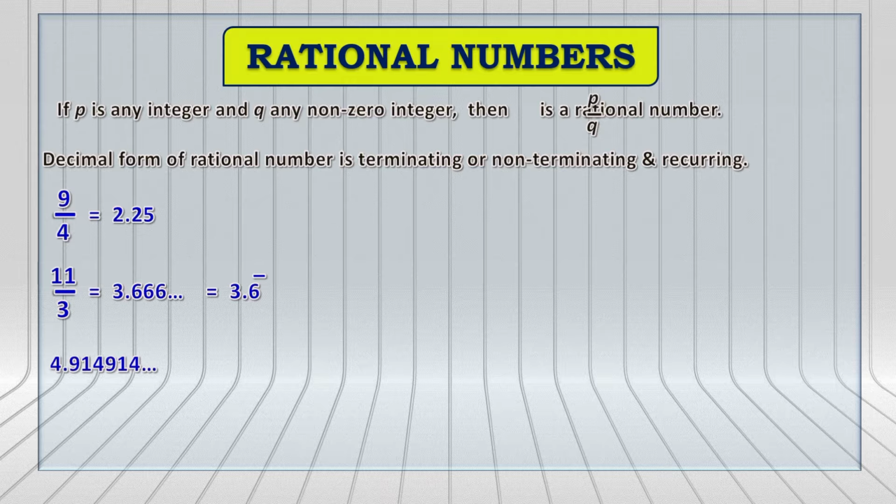Now 4.914 dot dot dot. Here we can see that 914 is repeating, so we have to put the bar over the entire 914. This is also a non-terminating recurring number.